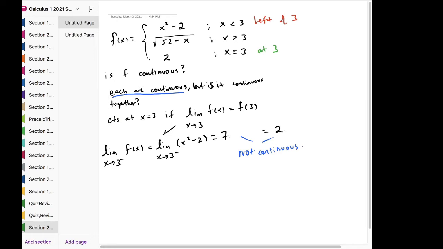But I believe the question wanted more things, right? So let's calculate the right limit as well. How do you calculate the right limit? Right, I look at the thing that is to the right of 3. No, I didn't miss anything, just going over this question.